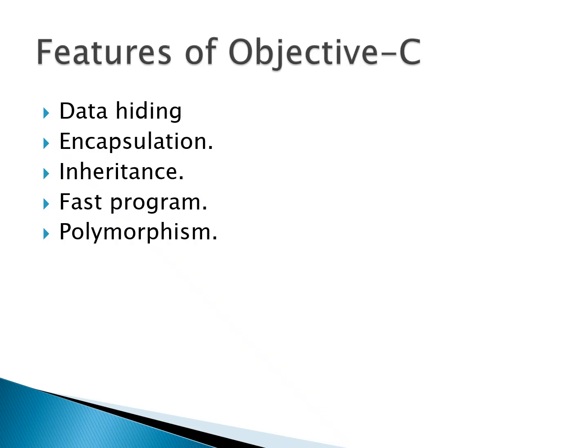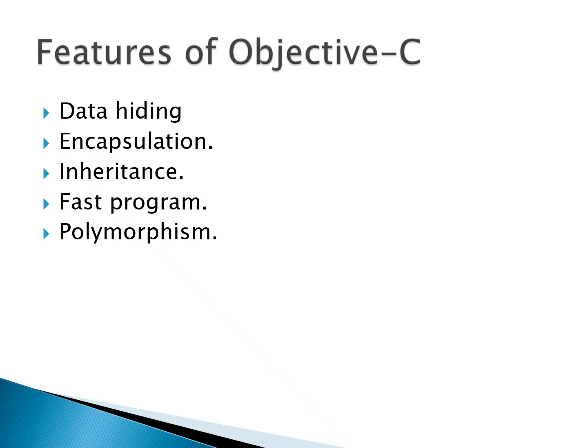The features of Objective-C. First one is data hiding. Data hiding means the process is invisible. Then the second one is encapsulation, which combines data. Then inheritance. Inheritance means it is like parent and child classes. And the main feature is that it runs fast.